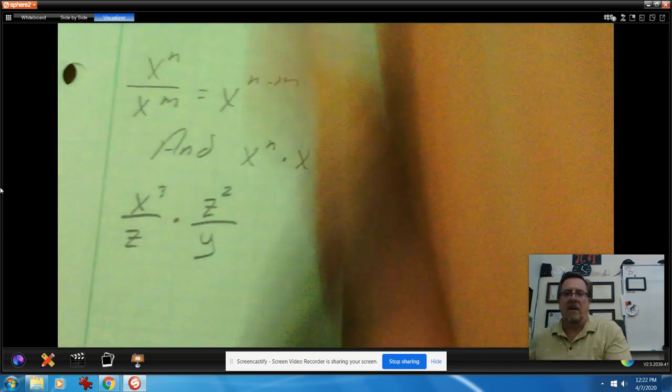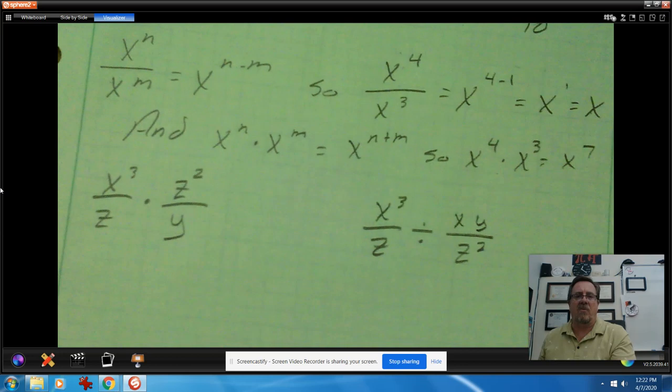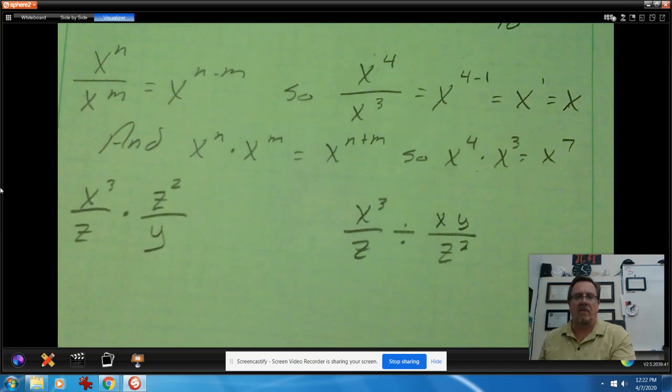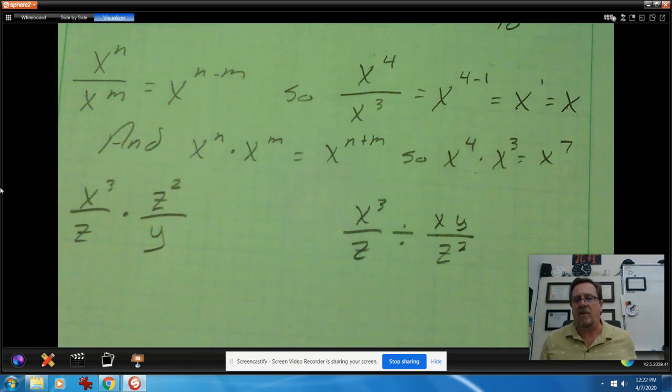So what does that have to do with algebra? Because that's back in grade school. We were multiplying fractions in hopefully third and fourth grade.